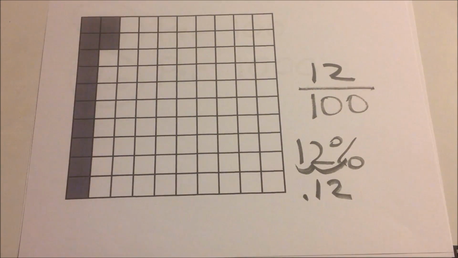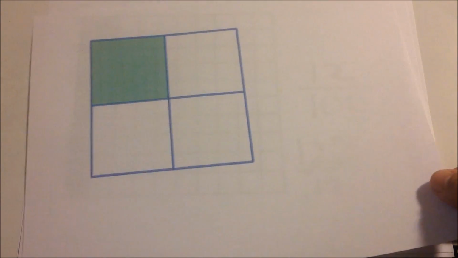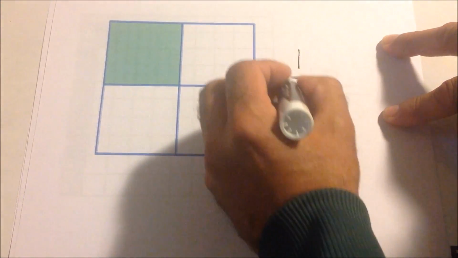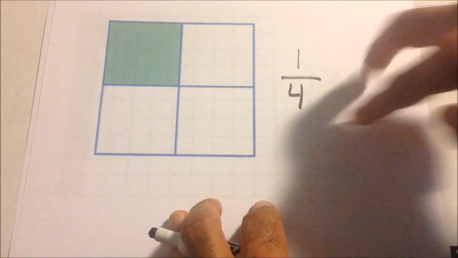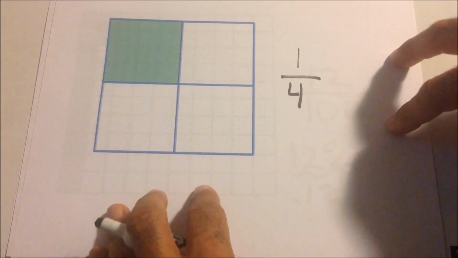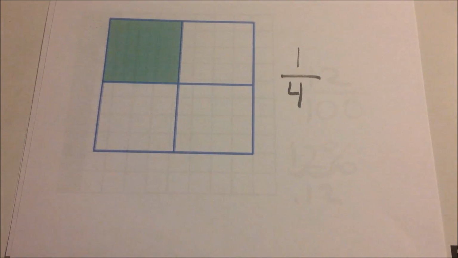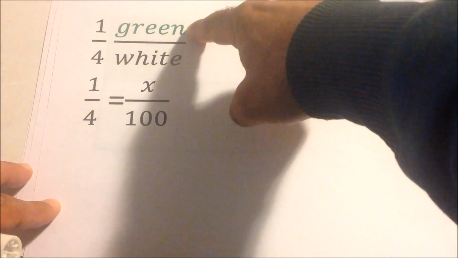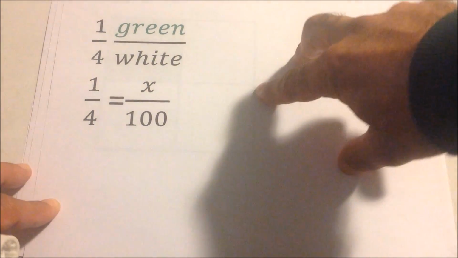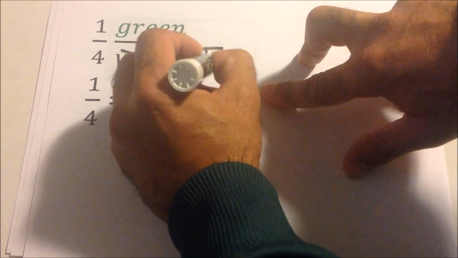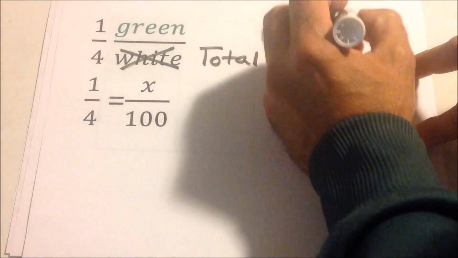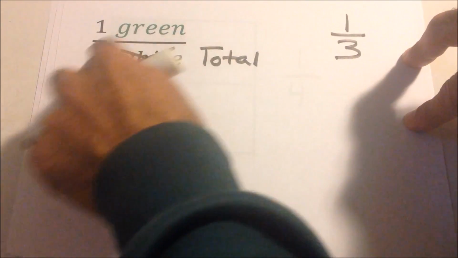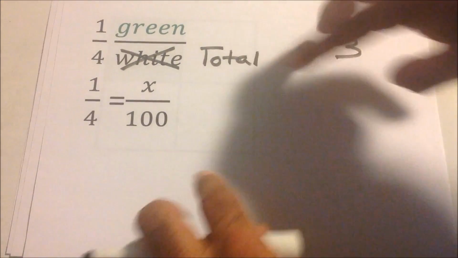Now what if we didn't have 100 boxes and we modeled and we had something like this? We have 4 boxes. So as the fraction, we have 1 shaded and 4 total. That's the fraction. Remember, it's not the ratio, it's the fraction. We have 1/4. So how do we make a percent out of 1/4? Well, we can make equal ratios. That's one way. So we have 1/4, 1 green, 4 total. If we wanted to make a ratio, it's 1 green and 3 white. That's the ratio. But this is the fraction. Remember, a fraction is part to whole.